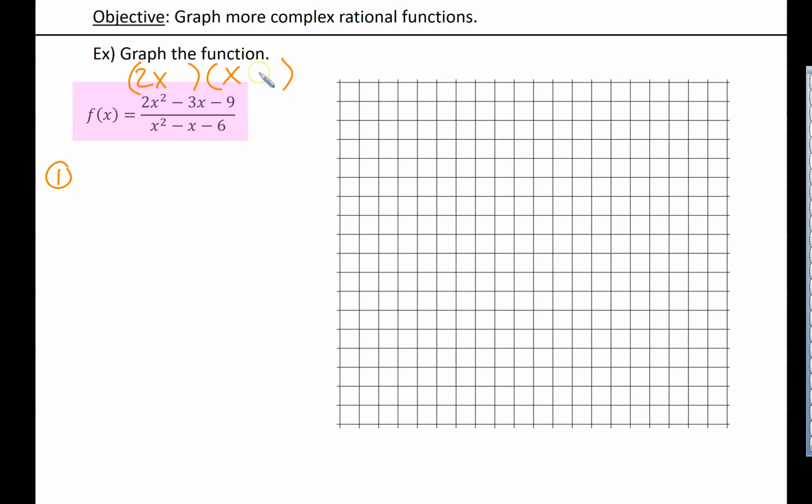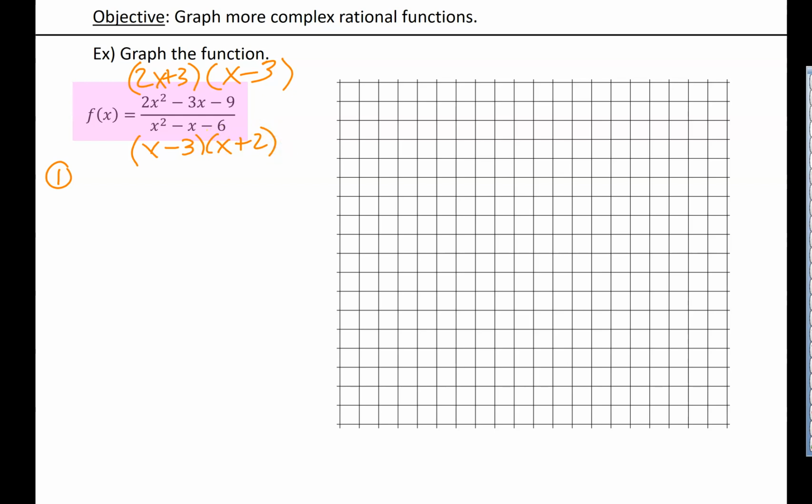So let's see, I think we are looking at a -3 and a +3. That'll give us a -6x plus 3x, which would be -3x for our middle and a -9 for the end. And then here we're looking at (x - 3) and (x + 2).